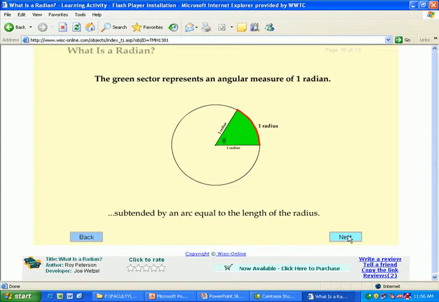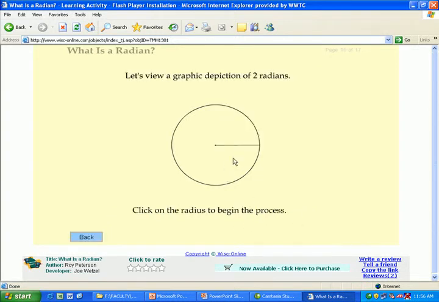It's about 57 degrees. Now, how many radians approximately do you think it would take to wrap around that entire circle? We know it takes 360 degrees. How many radians, roughly? A little bit more than 6. Okay, well, if we have an angle measure of 2 radians, that means it's the angle formed when we take 2 radial lengths and wrap them around the outside of the circle. So an angle of 2 radians is quite a bit more than 90 degrees. It's about, roughly, a third of a circle.